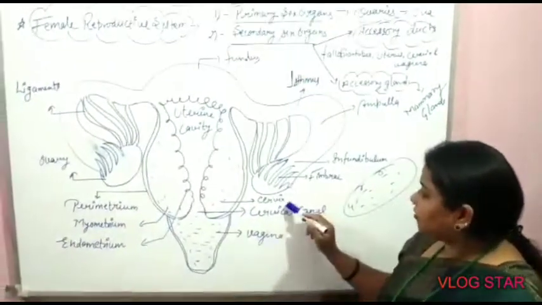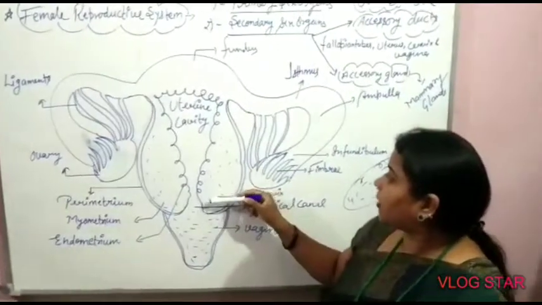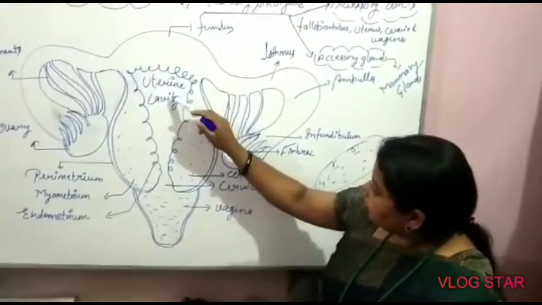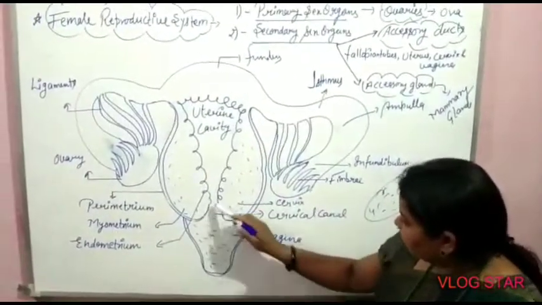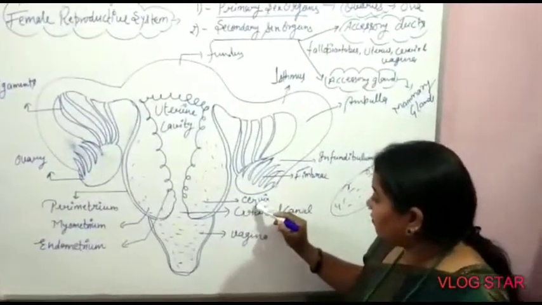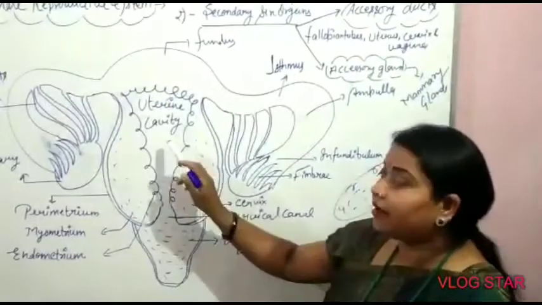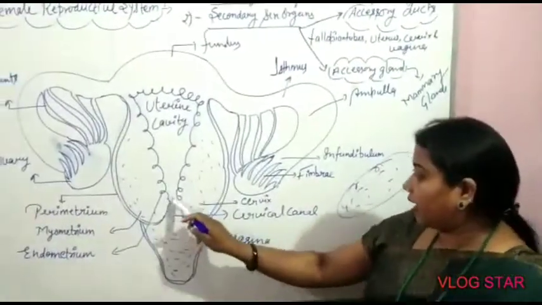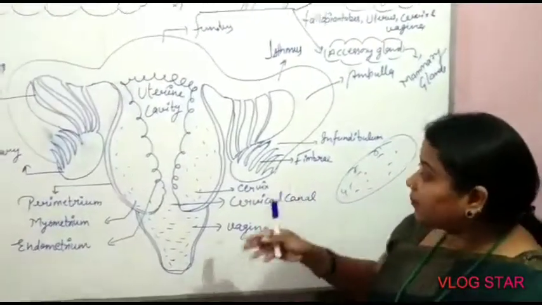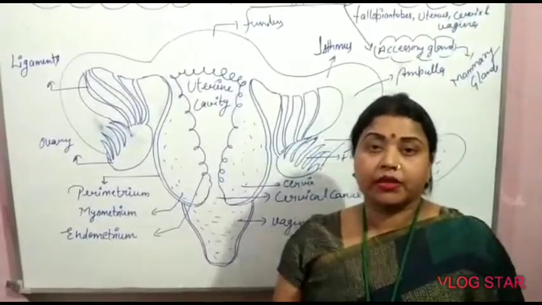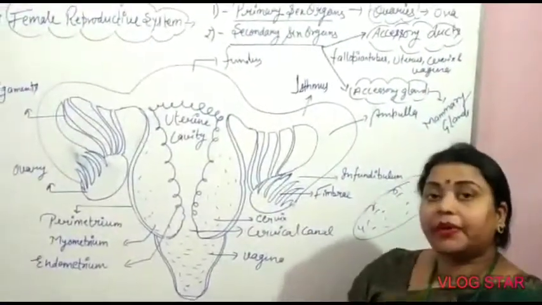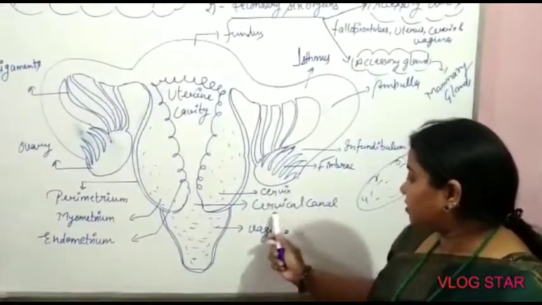Next part, that is the cervix. Cervix is the innermost part of the uterus. It attaches the uterine cavity and the vagina with the help of a canal called the cervical canal. Means the cervix is attached to the vagina and uterus with the help of this canal. It is actually the path for the delivery of the baby, so it is also called the birth canal.